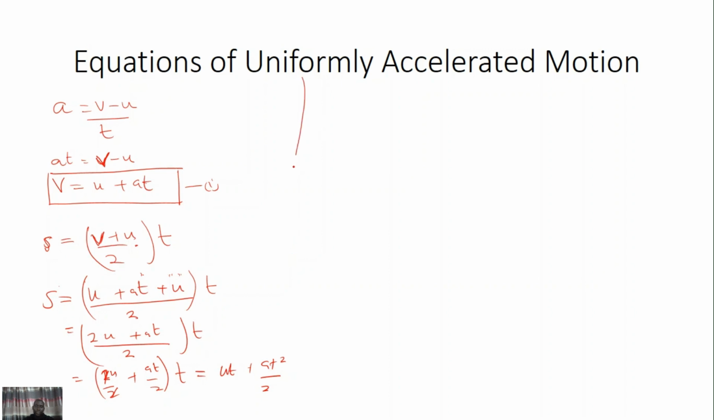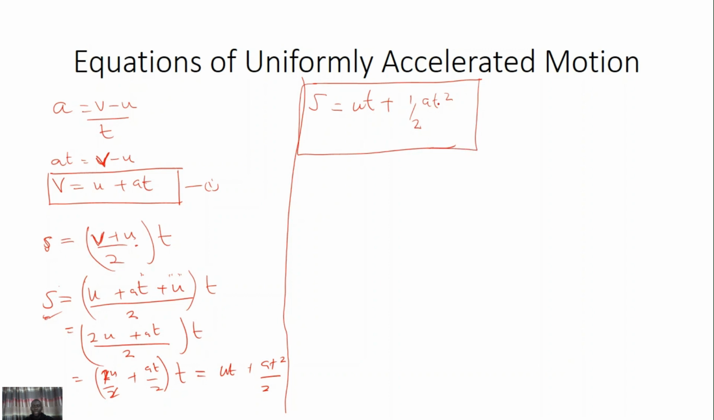It will mean that s = ut + half at squared. This is the second equation of motion.